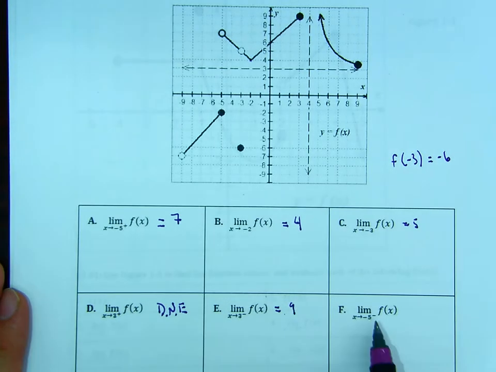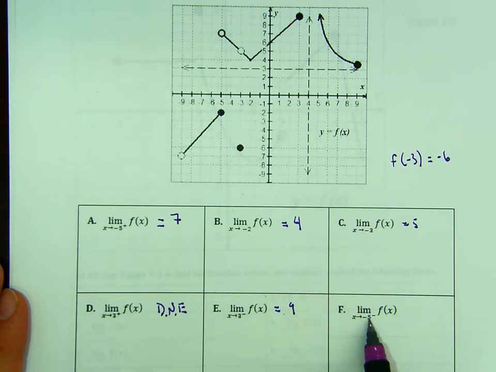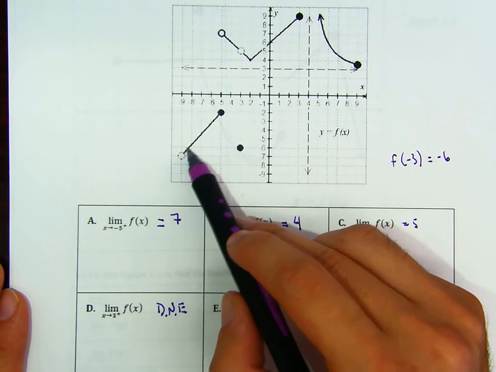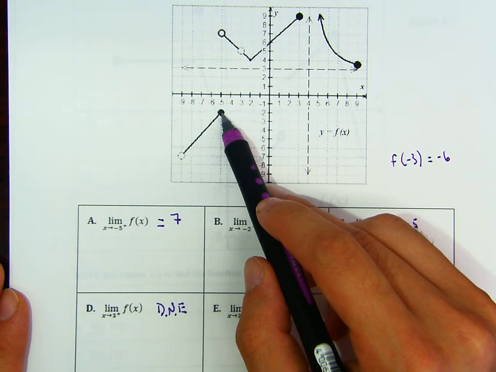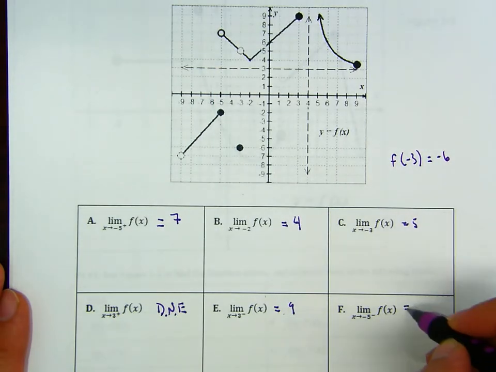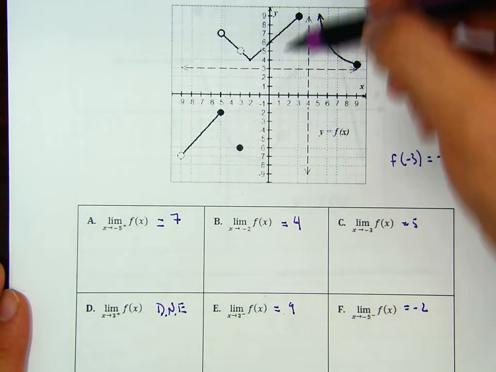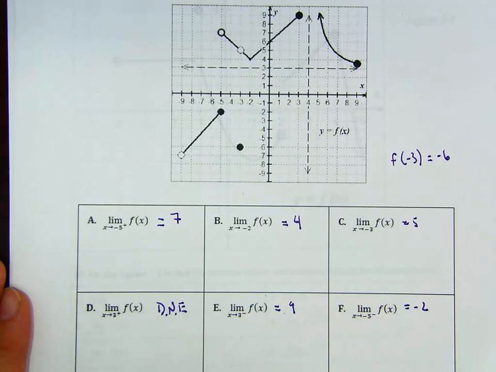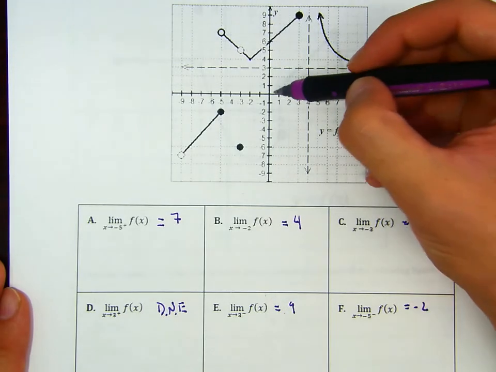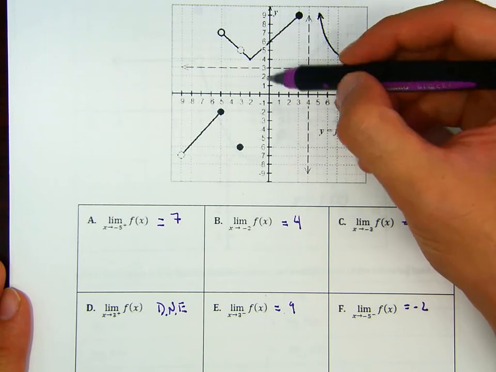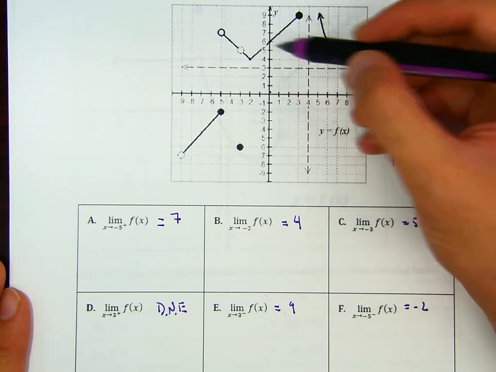Okay. This is saying negative 5 from the left. Where is negative 5? Negative 5 is here. Negative 5 from the left. Because you see, from the left, it's going to negative 2. From the right, where is it going? From the right, it's going to 7. What about as x approaches 0? So notice 0 is here. From the left and from the right at x equals 0, it's at 6.